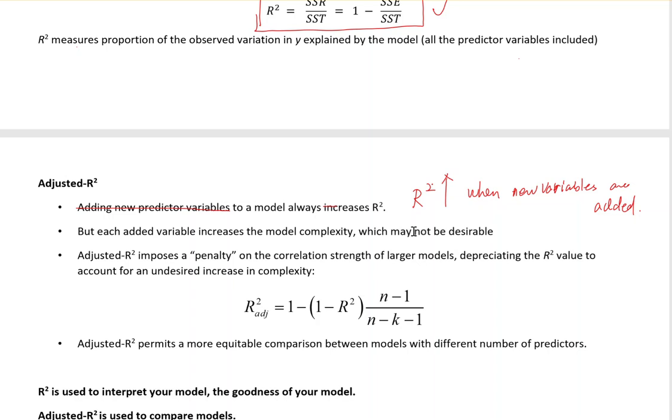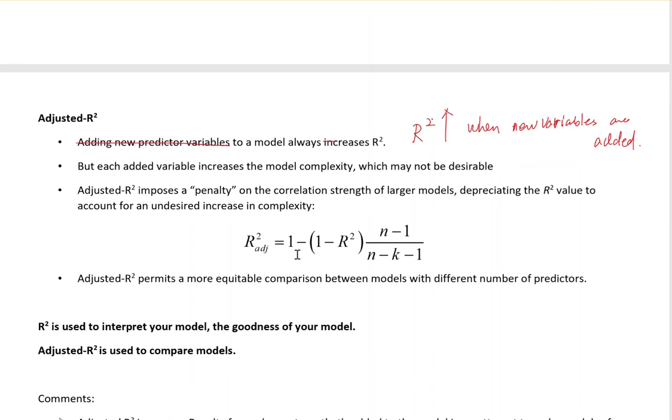Because we do not want to add a useless variable into our regression, right? So then we will have this adjusted R-square. So what is adjusted R-square? We say the adjusted R-square imposes a penalty on the correlation strength of the larger models. That means we want the model as short as possible.